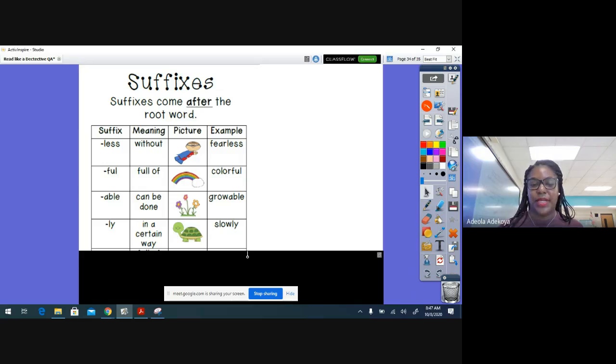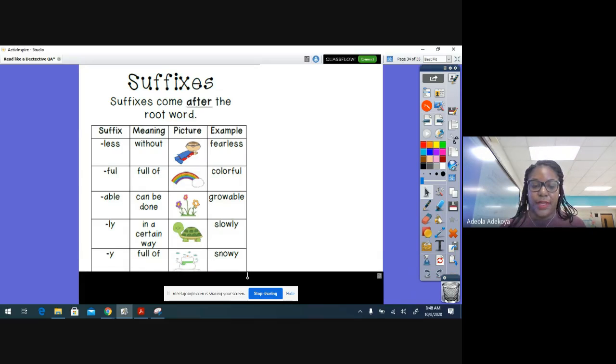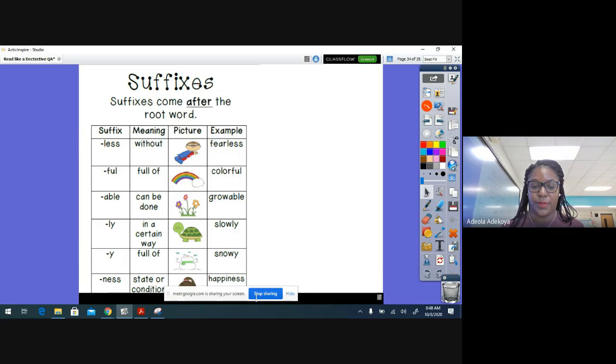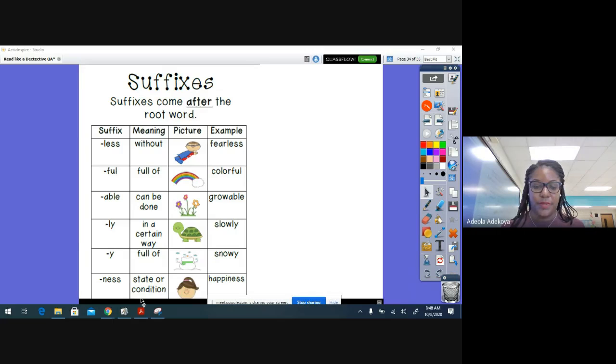Ly just generally means in a certain way. So slowly means in a certain way, which is slow. Quickly, in a certain way, which is quick. Y right here also has the same meaning of full. It means full of. So snowy means full of snow. Ness is the condition or state of something. So happiness is a state of being happy. And so these are the suffixes that we're looking at today.